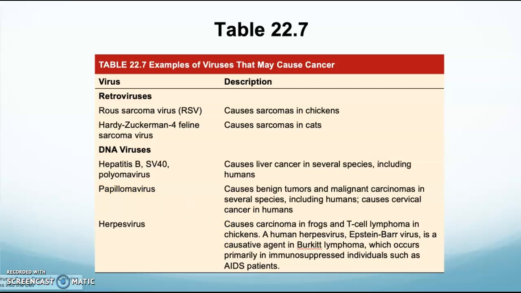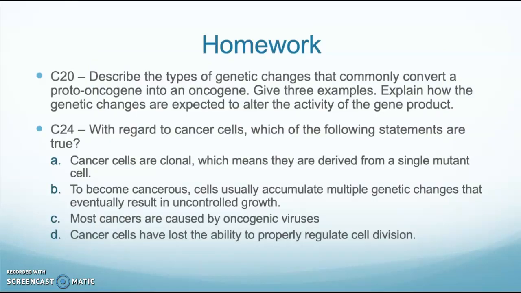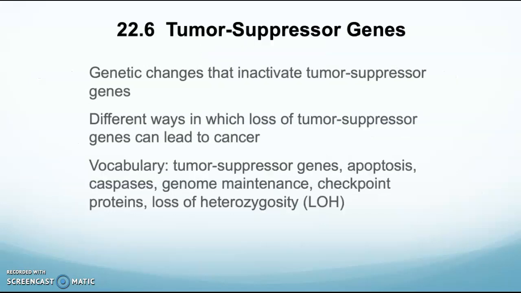That's the end of 22.5, and we will be moving on, after there are some problems here to look at, looking at proto-oncogenes and oncogenes. We will be moving on in our next lecture then to 22.6, which is tumor suppressor genes.